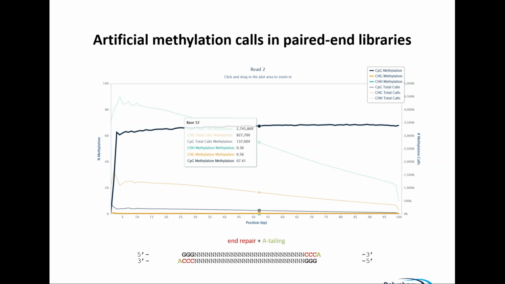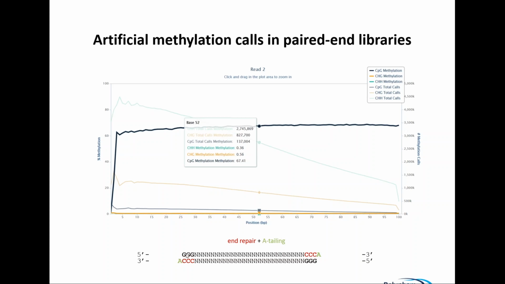We figured out that this is a problem of the end repair and A-tailing process. If you fragment the DNA, then you have to fill in some of the ends with cytosines in the lab, and for this you normally use unmethylated cytosines because it's simply cheaper. If you fill this in and then perform the bisulfite treatment on these residues, then they will appear unmethylated.